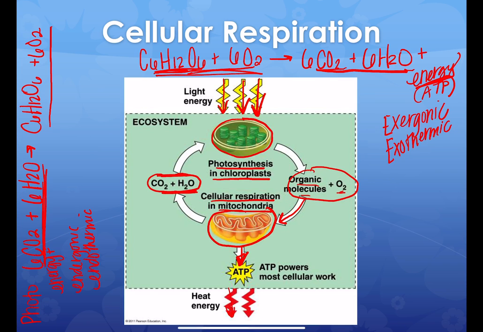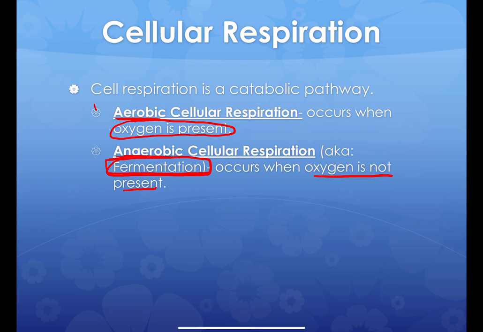Remember, oxygen was one of our reactants. So most of the time, hopefully, cellular respiration is going to proceed aerobically. This is going to make much more ATP. Sometimes though, cellular respiration will proceed anaerobically, but this will make less ATP. We're going to spend most of our time talking about aerobic respiration, but on the last day of our cellular respiration portion of the lesson, we will talk about anaerobic respiration or fermentation.